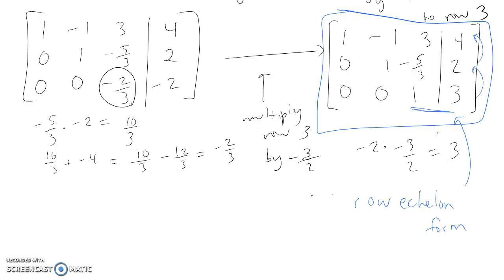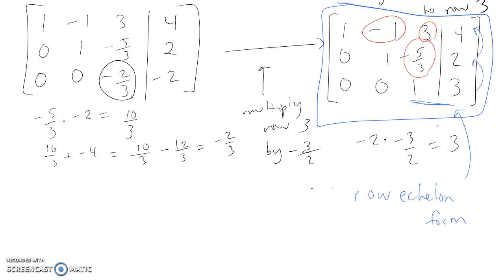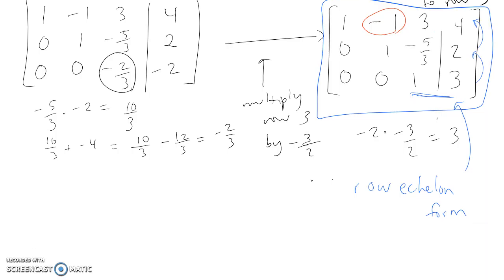But I'm going to keep going until we get it into reduced row echelon form. What that means is that these numbers, -5/3, 3, and -1, I want them to become zeros. So we'll start with the first one. What we want to make 0 is the -1 that's in row 1. So we're going to make that 0.